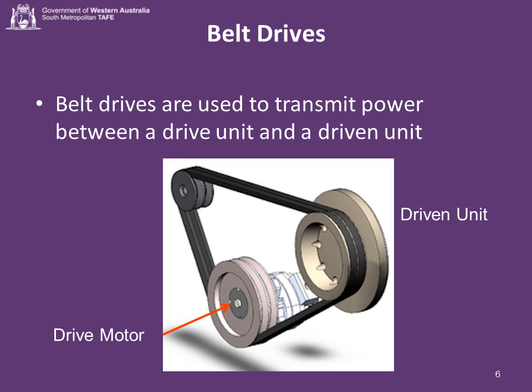Belt drives are used to transmit power between a drive unit and the driven unit. For example, if we have an electric motor and a contact roll on a conveyor, we need a way to transmit the power from the electric motor to the roll. This can be done easily and efficiently with a belt drive unit. Belt drives can consist of one or multiple belts, depending on the load that the unit must transfer.